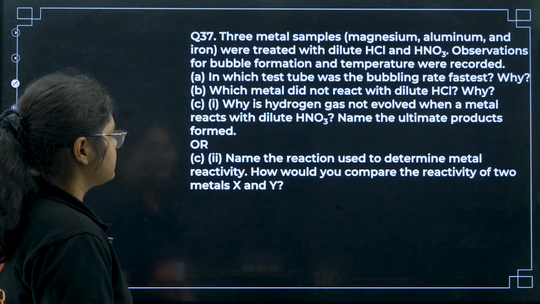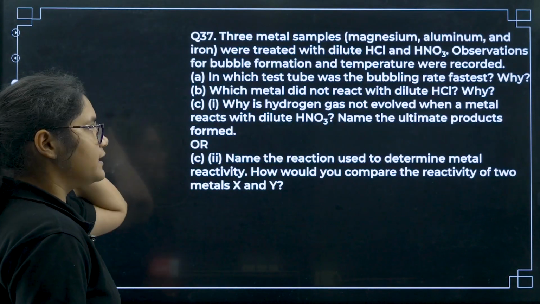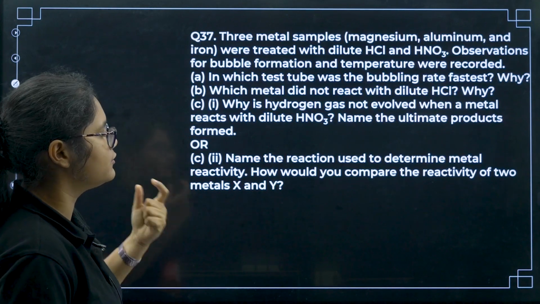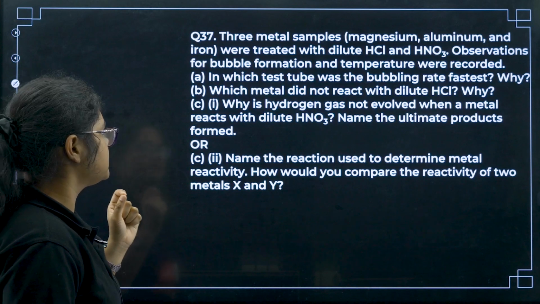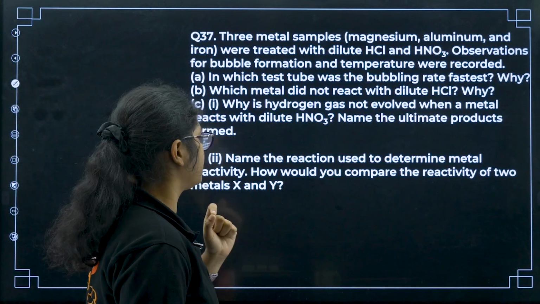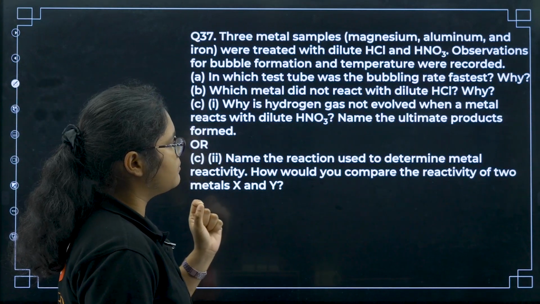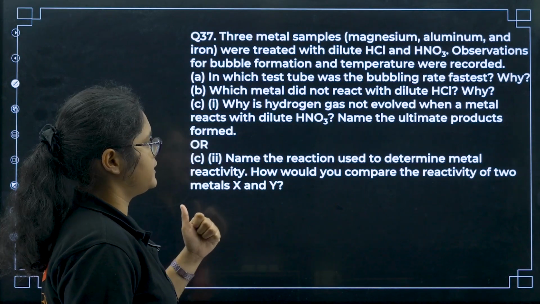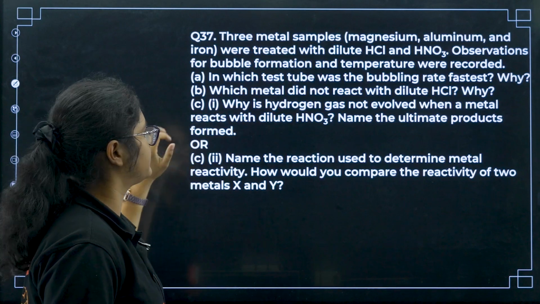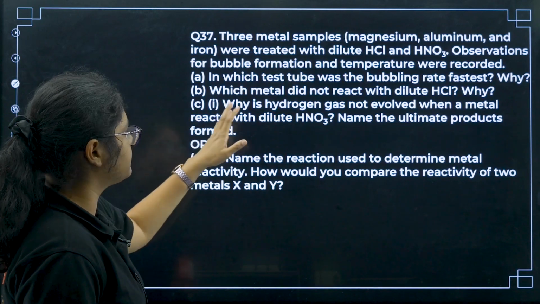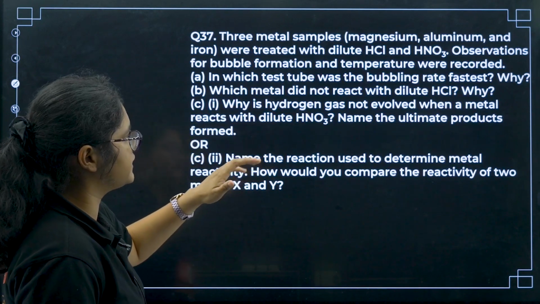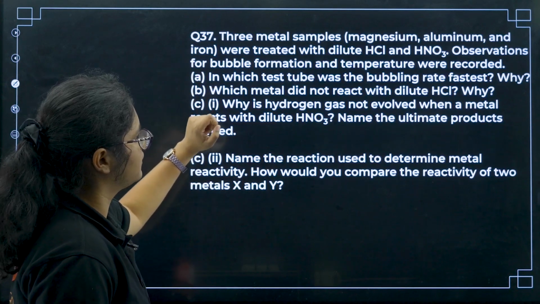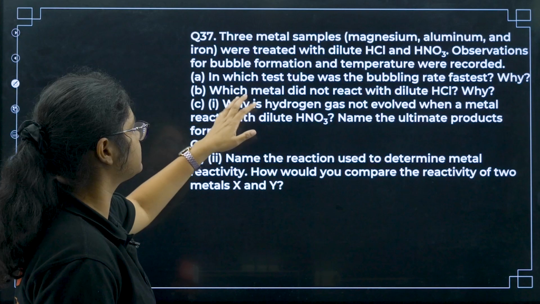Okay. Next we have 4-marker questions here. 3 metal samples, that is magnesium, aluminium and iron, were treated with dilute HCl and HNO3. Observations for bubble formation and temperature were recorded. In which test tube was the bubbling rate fastest and why? Okay, magnesium, aluminium and iron, right? So magnesium is highly reactive, so that will produce more H2. Which metal did not react with dilute HCl and why? So all of you know copper, we have one second. Okay, which metal did not react?